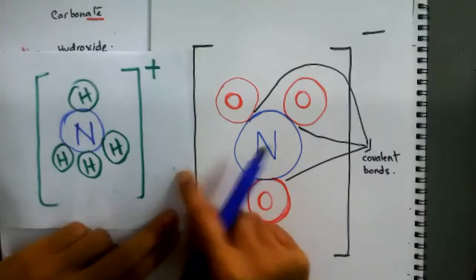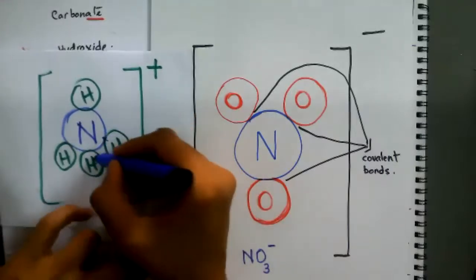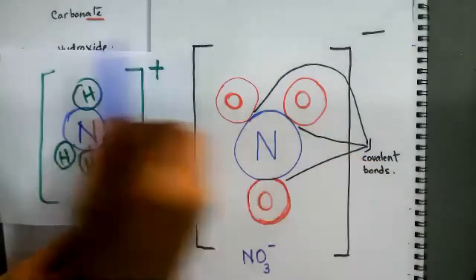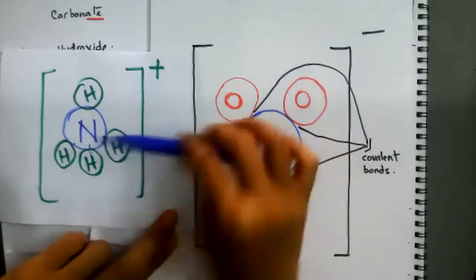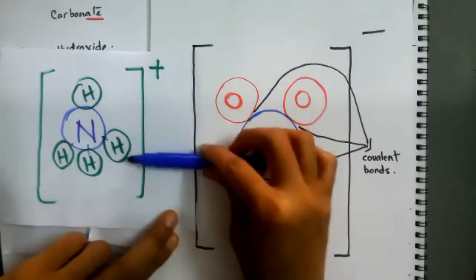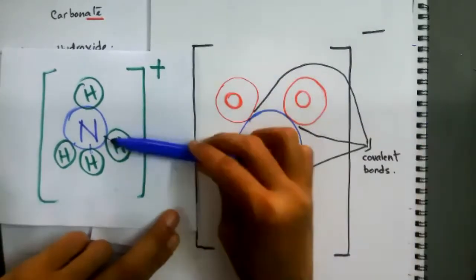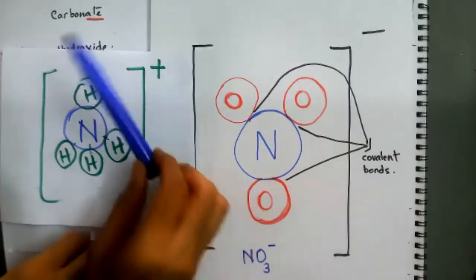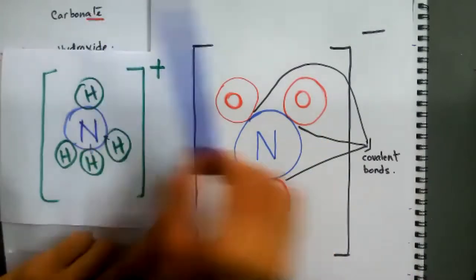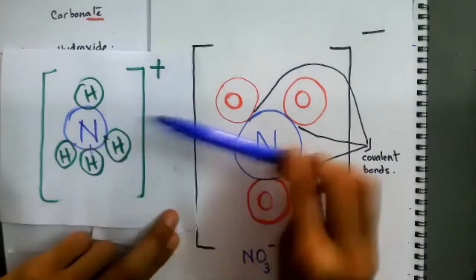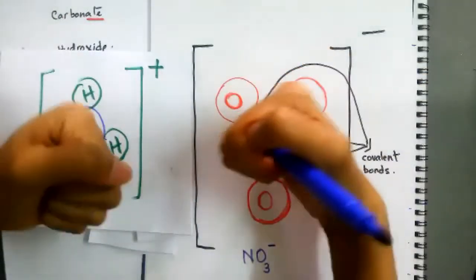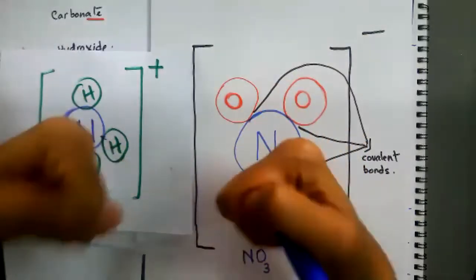So now, what bonds are these, Sidra? Covalent. What is the bond between these two? Ionic. So is this ionic or covalent? Ionic. This is an ionic compound. Why? Because the positively charged ion and the negatively charged ion are attracted towards each other. What's keeping them together is the opposite charge attraction. Right, so this is an ionic compound.